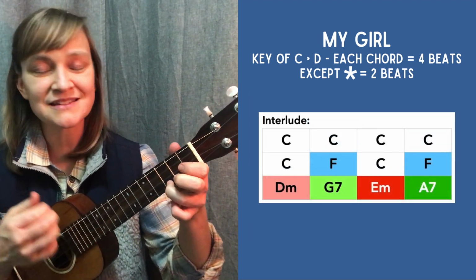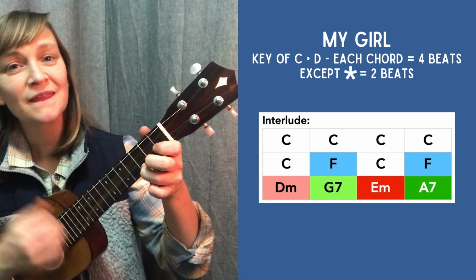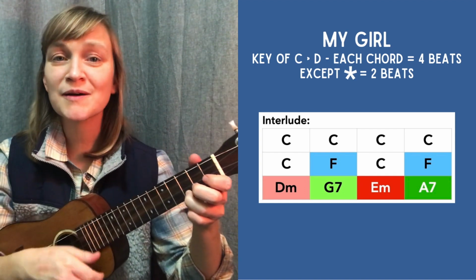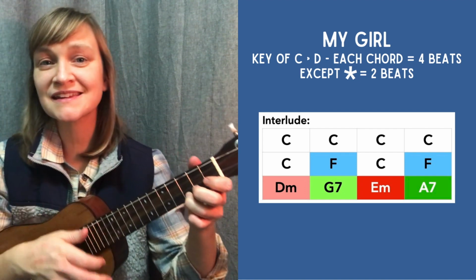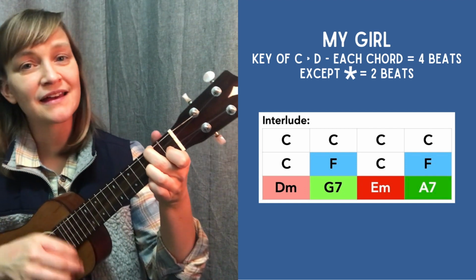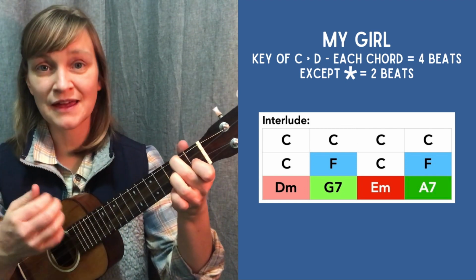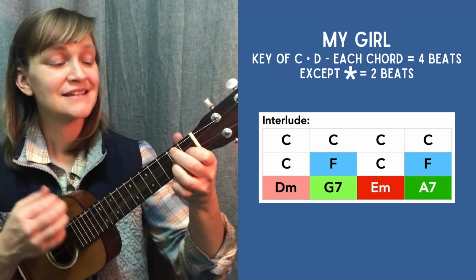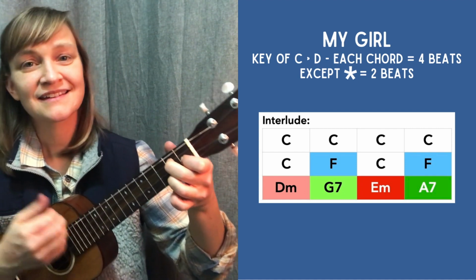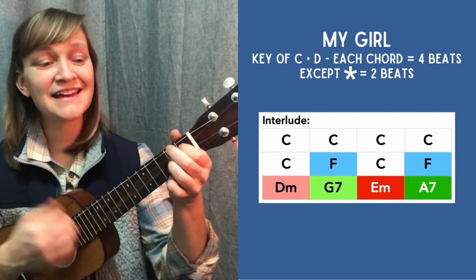Interlude, back to C. 2, 3, 4. Here comes the seesaw from C over to F, back to C, over to F. Now the modulation, D minor, G7, E minor or E minor 7 to A7.